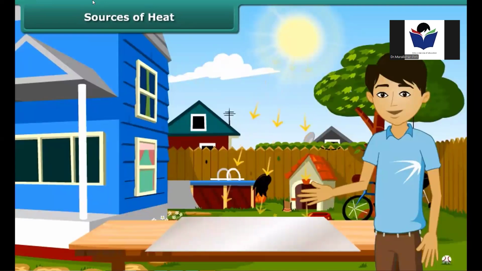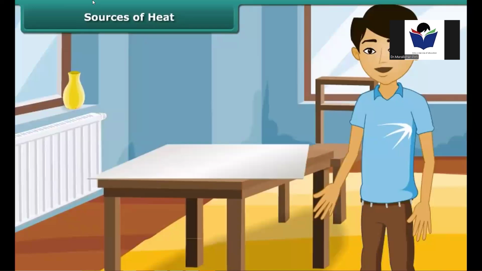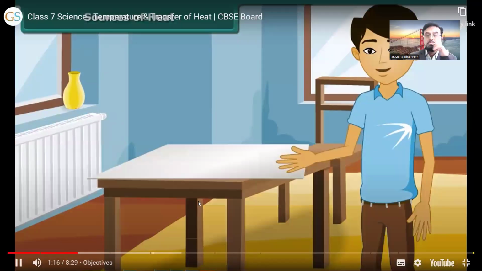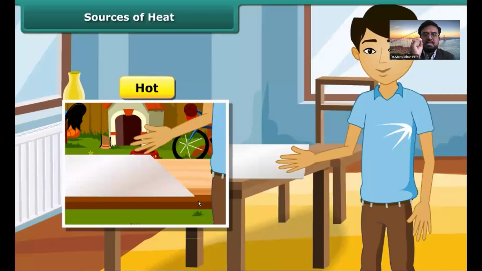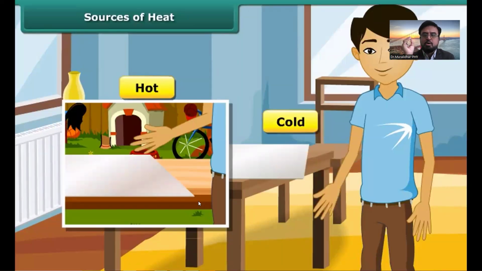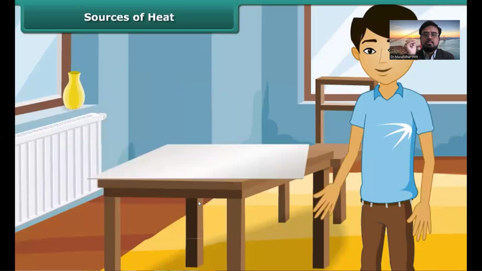Let us perform an experiment. We keep a tin or aluminium sheet out under the sun and touch it after some time. We then place the same sheet inside the house and touch it after some time. In the first case, we feel hot, and in the second case, we feel cold.